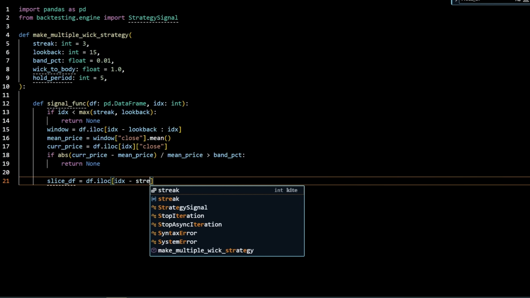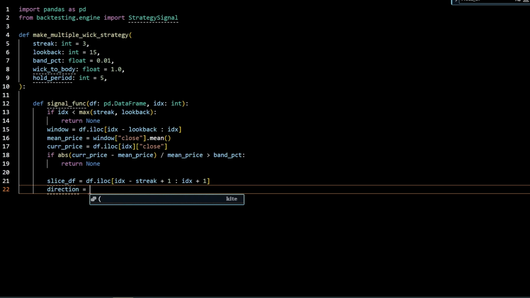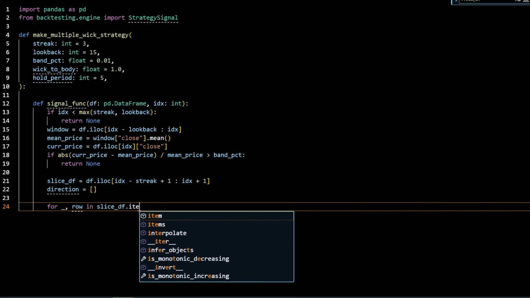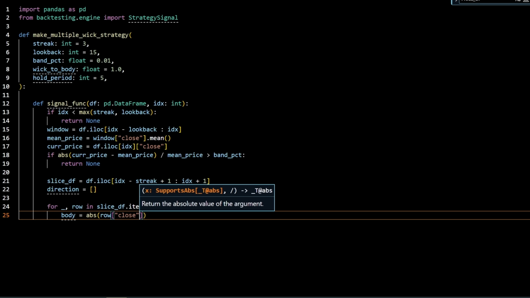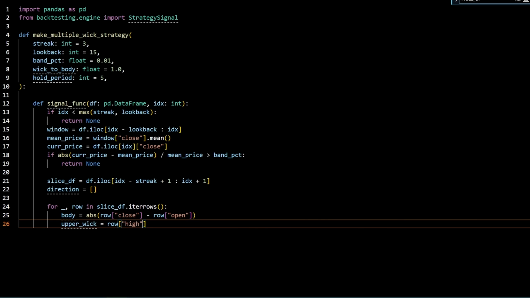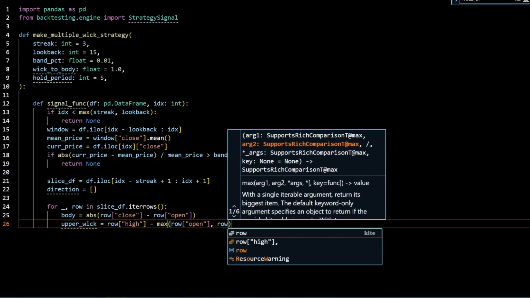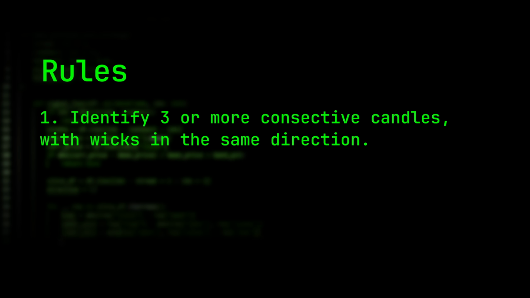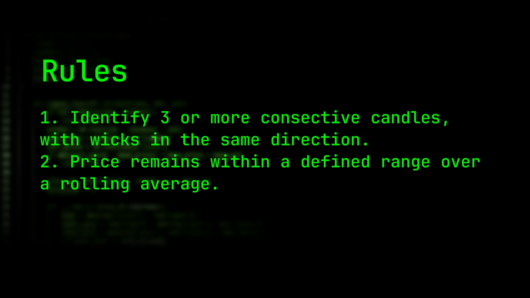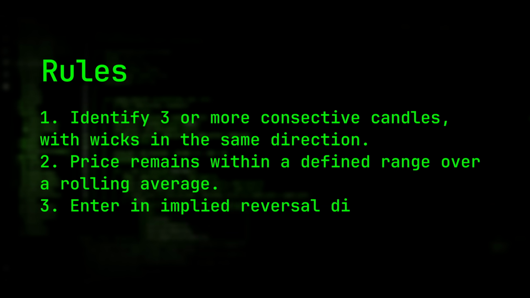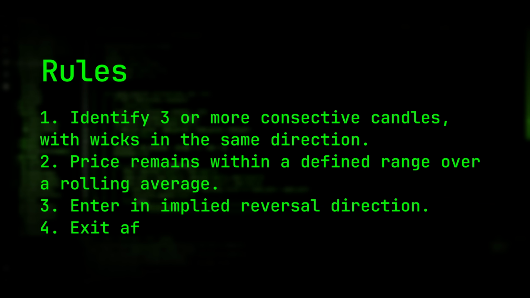To test this fairly, I had to make the idea explicit, so I defined support mechanically as price staying within a narrow band around a rolling average for a fixed period of time. This is a simple way to represent consolidation without any hindsight. So here are the rules that I used. I identify 3 or more consecutive candles with wicks in the same direction. I require price to remain within a defined range over a rolling average. I enter in the implied reversal direction and then exit after a fixed holding period.